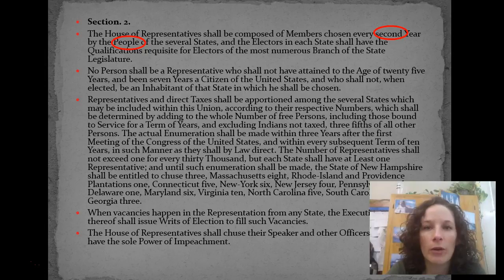So to the right, you want to make sure you know these are 2-year terms in the House, and we have direct elections where we, the people, get to vote on who will be there. They do have certain qualifications. Those are in the following paragraph.